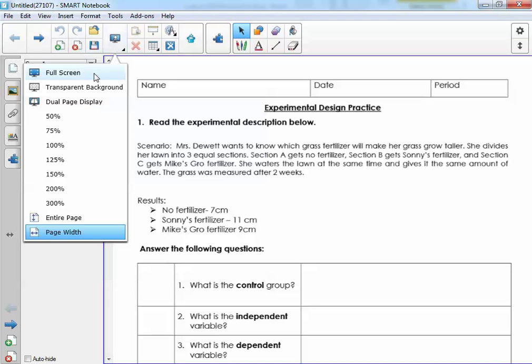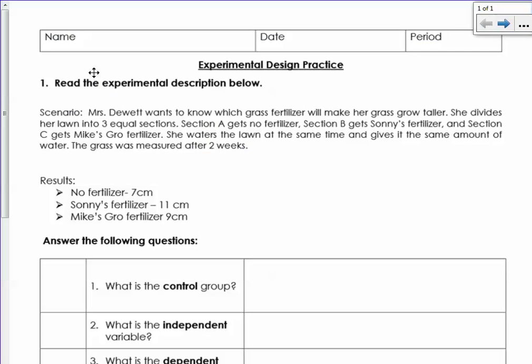All right, so we're going to take a look at another experimental design practice problem. So here is the scenario. Mrs. Dewitt wants to know which grass fertilizer will make her grass grow taller. She divides her lawn into 3 equal sections. Section A gets no fertilizer, Section B gets Sunny's fertilizer, and Section C gets Mike's grow fertilizer.